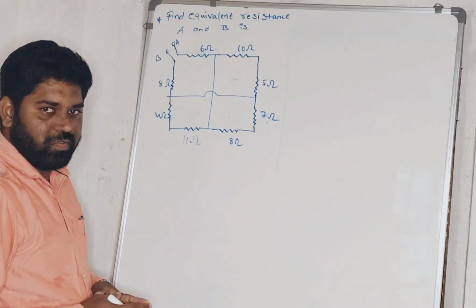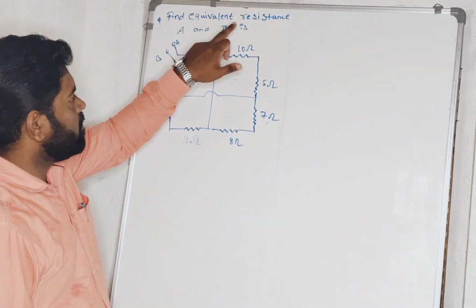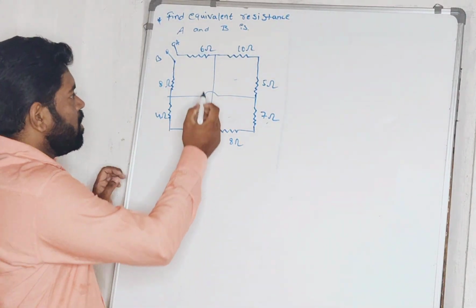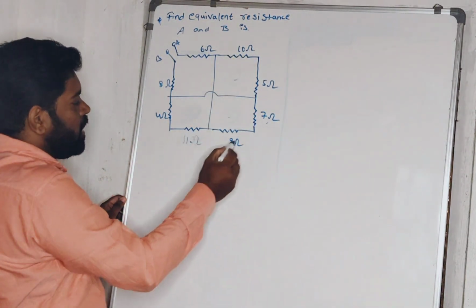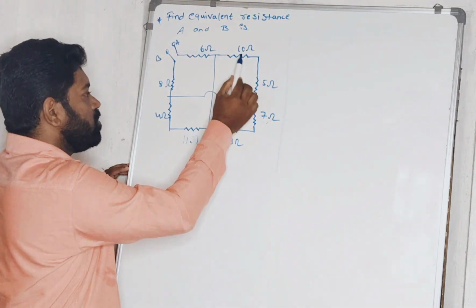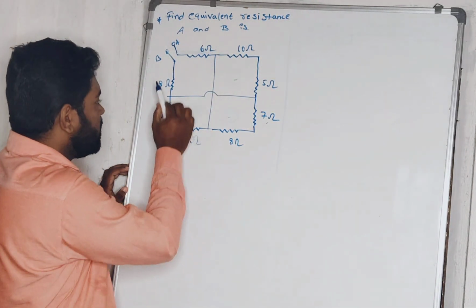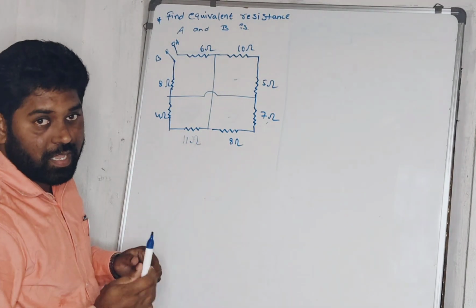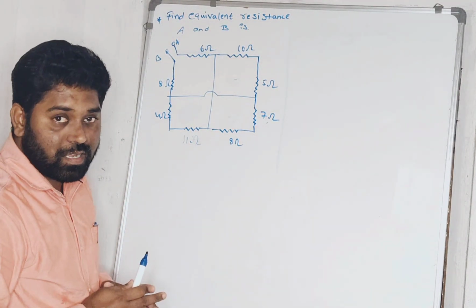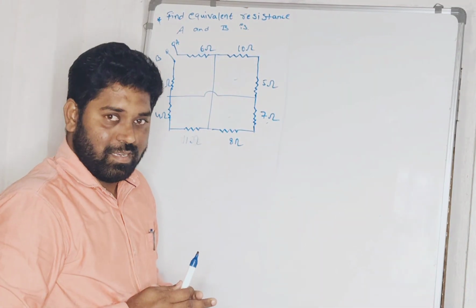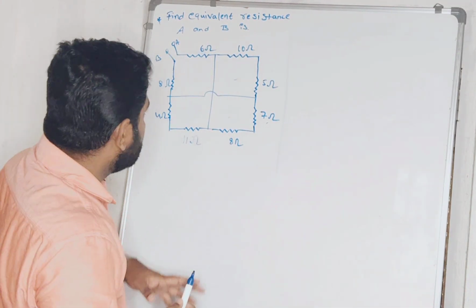Now in this video we discuss the equivalent resistance of the given circuit. Once you check it, you have a total of 8 resistors in the circuit. Let's check it: 1, 2, 3, 4, 5, 6, 7, 8. 8 resistors in the circuit. Some resistors are connected in series and some resistors are connected in parallel. Let's go and watch it.